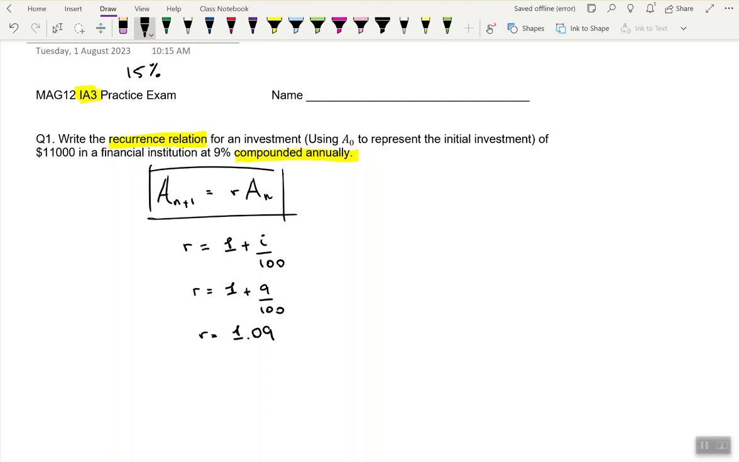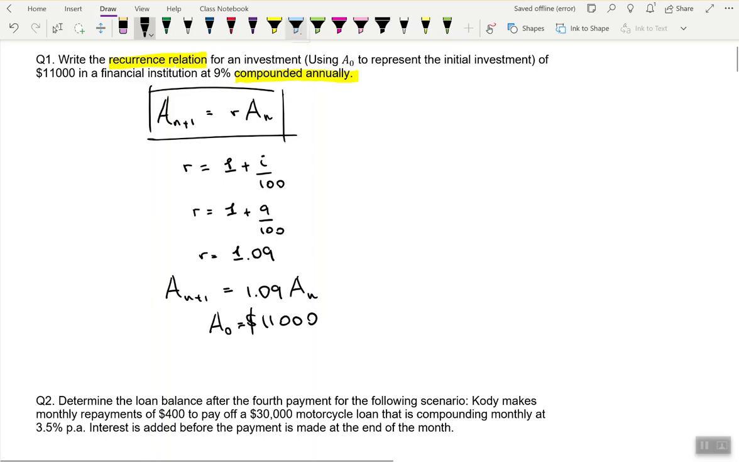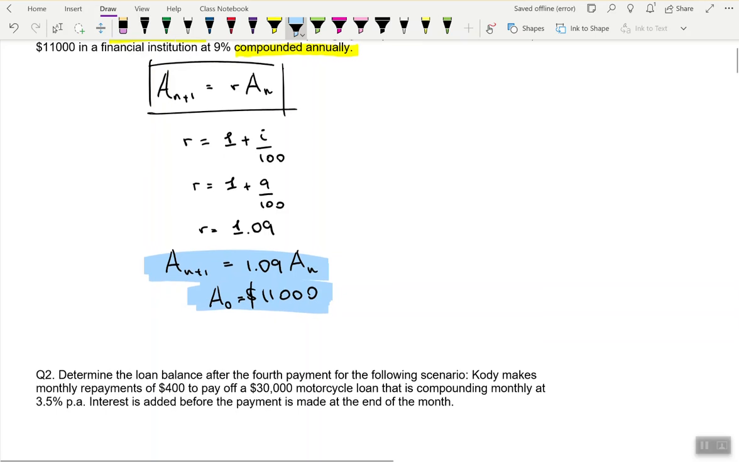So I've got R. Now I will rewrite my equation. So I've got A n plus 1 is equal to 1.09 A n, and I need to say what my initial investment is. So A naught is equal to 11,000. And that's pretty much it. So this is our final answer with our recurrence relation and our initial amount. Okay, so that's question 1.